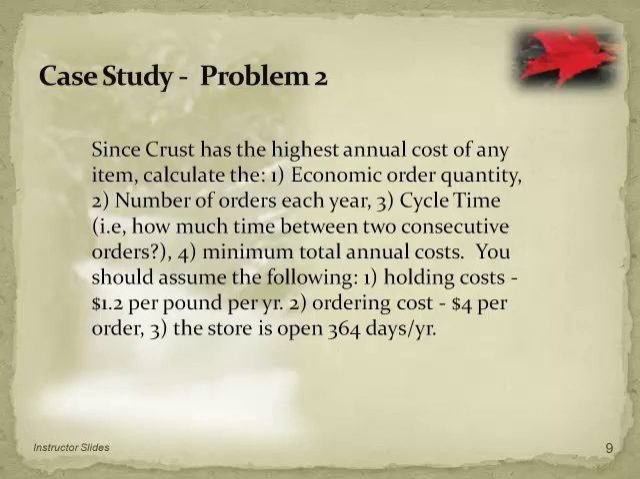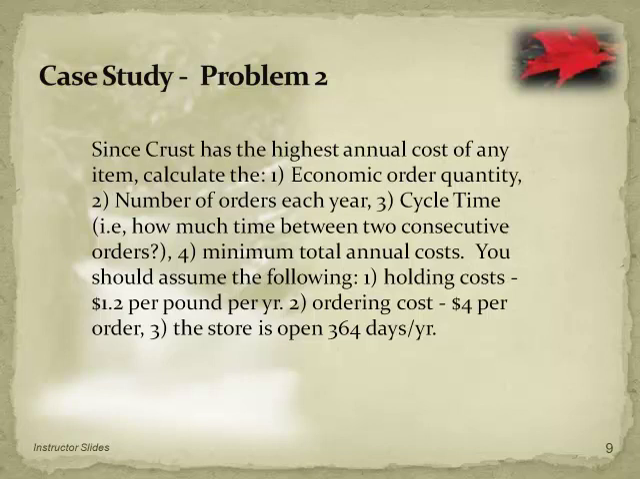So let's take a look at our case study. In our case study, we know from our ABC analysis that our item crust represents the highest cost of all of our items. So let's calculate the economic order quantity as well as how many orders we would place each year, as well as the cycle time, that is, how much time is going to elapse between two consecutive orders, and then also what is the minimum total annual cost. So we need some information to be able to calculate all of these parameters.